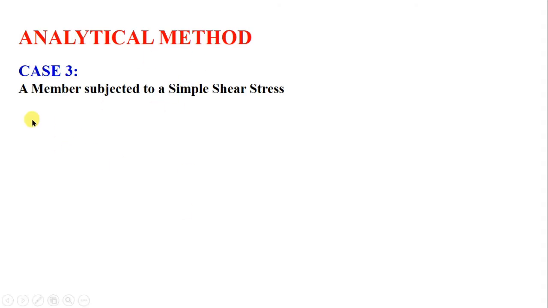In this analytical method, we are going to see about Case 3. Case 1 was normal stresses acting along one direction, and Case 2 was normal stresses acting along two mutually perpendicular directions. This Case 3 is a member subjected to simple shear stress. Here the normal stress is not acting. This is only shear stress.